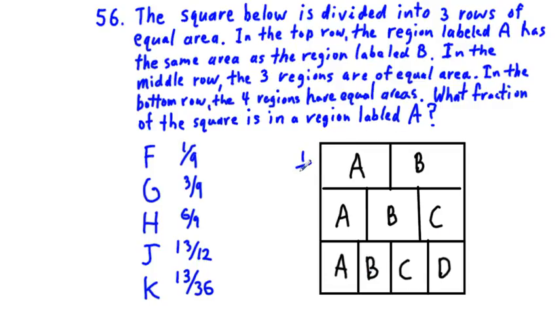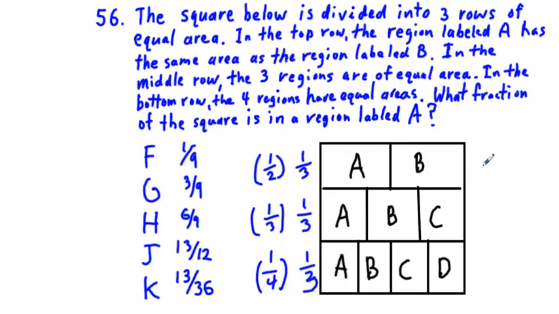Well, we should know that each one of these rows here is 1/3 of the total area. And so I just put 1/3 next to each of these, and then of that 1/3, 1/2 of that first row is that, and 1/3 of that second row is that, and finally 1/4 of that last row is that. So what we have here is 1/6 plus 1/9 plus 1/12. And you can go get common denominators and all this, or just put these in a calculator.